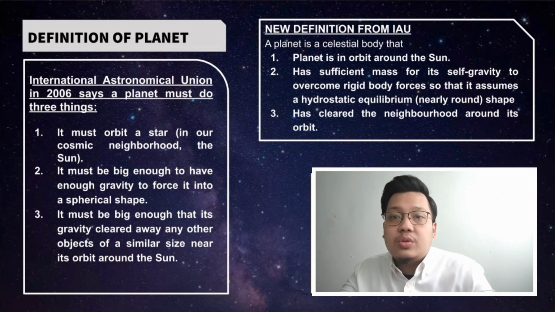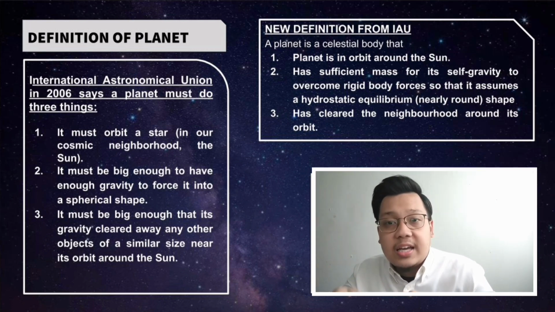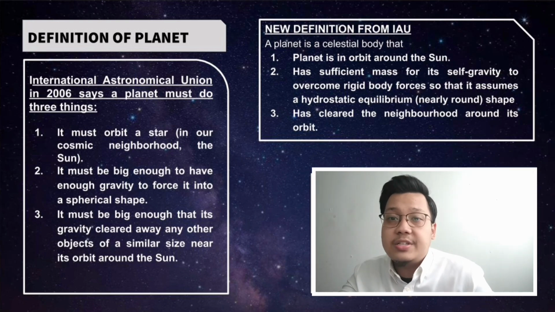The IAU defined a planet in the new definition as a celestial body that is in orbit around the Sun and has sufficient mass for its self-gravity to overcome rigid body forces, so that it assumes a hydrostatic equilibrium, nearly round shape. And the third, it has cleared the neighborhood around its orbit. So that is the definition of a planet.